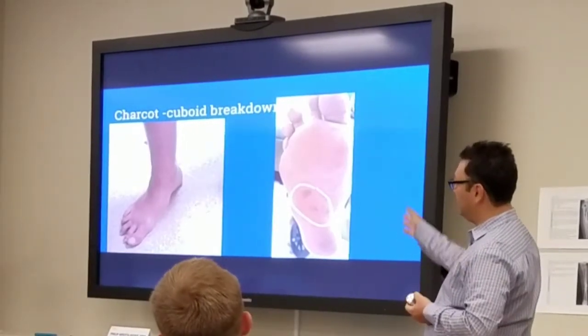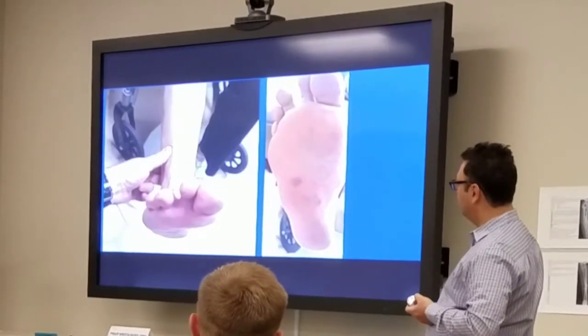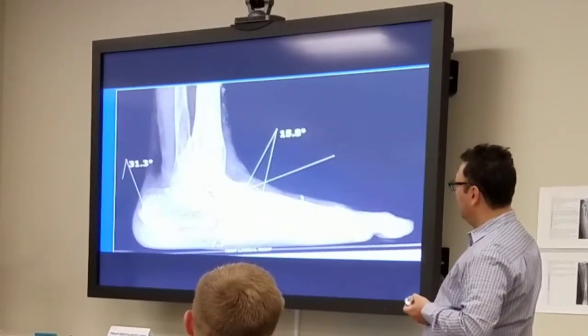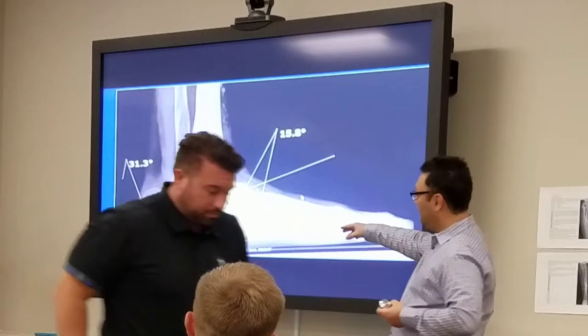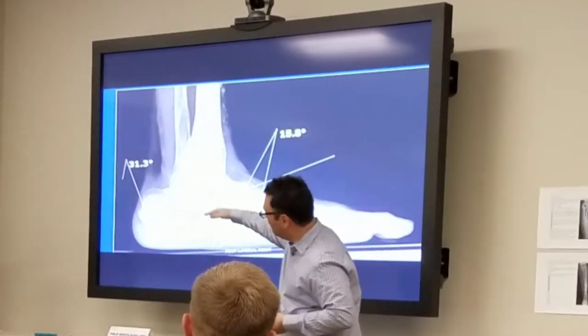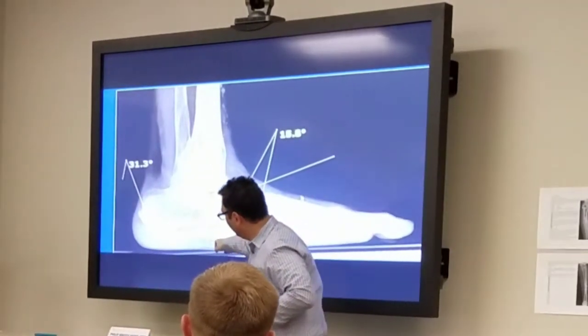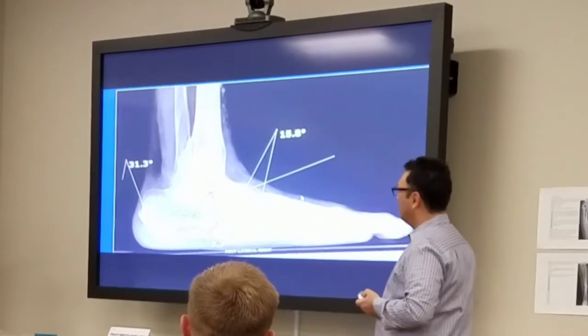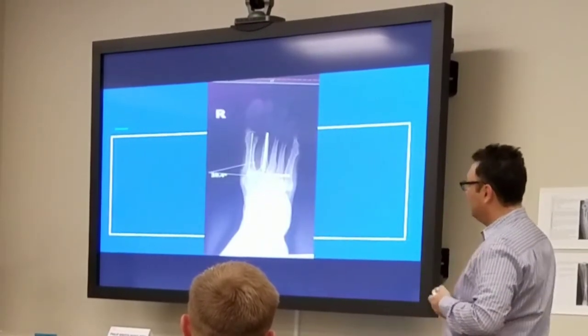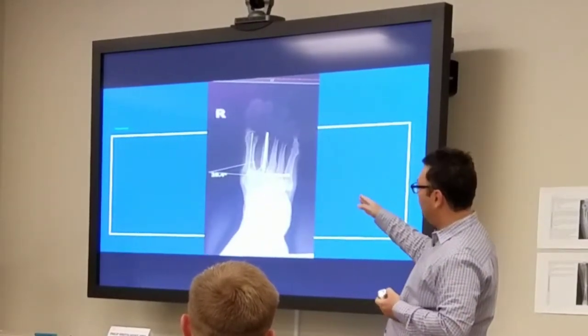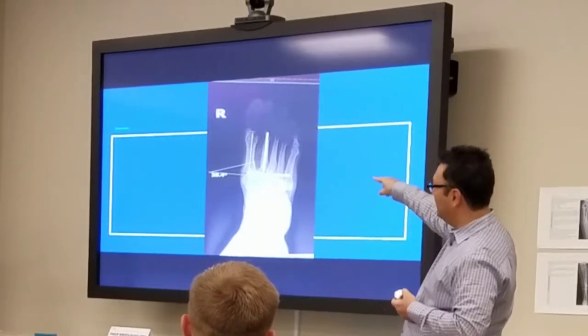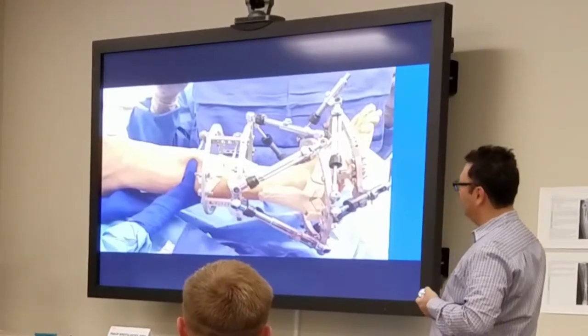Here we got that typical plantar cuboid ulcer. 15-degree Marys. Look at this offset. Your calcaneus, you got that equinus going up over here. Got your cuboid that's down on the ground. See, look at it. You have your adductus and your lack of alignment, getting that Z-shaped foot.